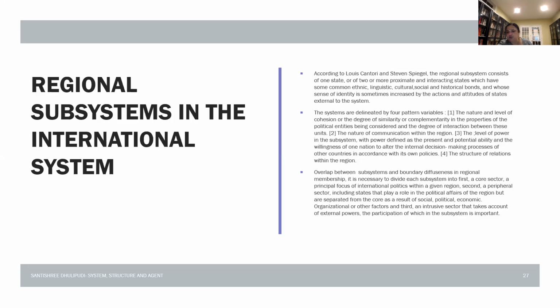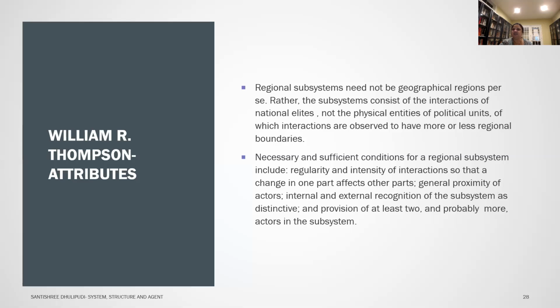If you see all this, you will come to know that regional organizations also succeed or fail because of these four factors. Take SAARC, the South Asian Association for Regional Cooperation. You see clearly that all four factors are totally absent. And that is why many say that SAARC is in its infantile paralysis stage. So regional subsystems need not be geographical regions. Rather, the subsystems consist of the interactions of national elites, not the physical entities or political units, of which interactions are observed to have been more or less within regional boundaries.